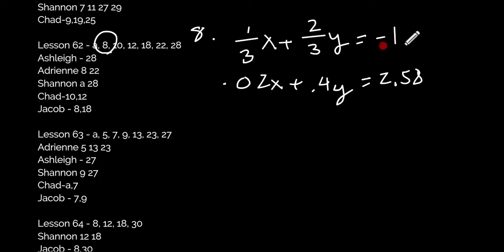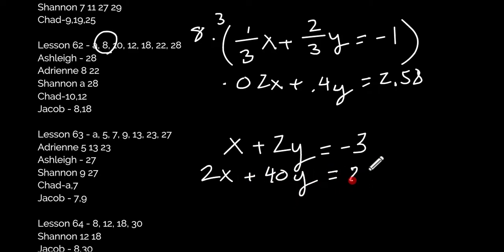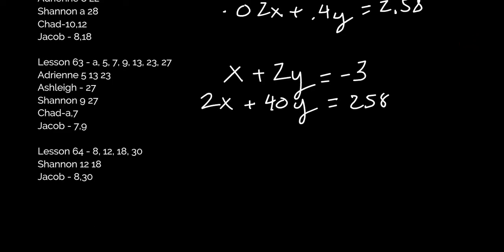Okay, so we're going to multiply everything by 3 to get rid of the fraction. So everything by 3. So we're going to get x plus 2y equals negative 3. That was pretty easy. We have to move the decimal point the number of places to make all of these whole numbers, the most number of places, so that they're all whole numbers. You have to do the same to all of them. So this goes over 2, so it's going to be 2x plus 40, I had to move that over 2, equals 258. I'm going to solve this using elimination. Let's multiply the top one by negative 2.